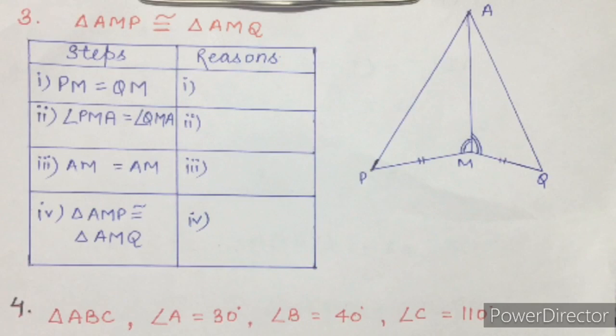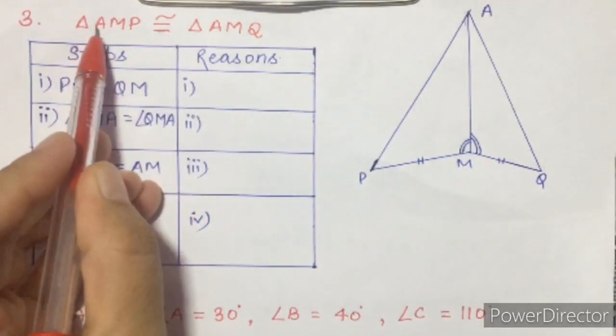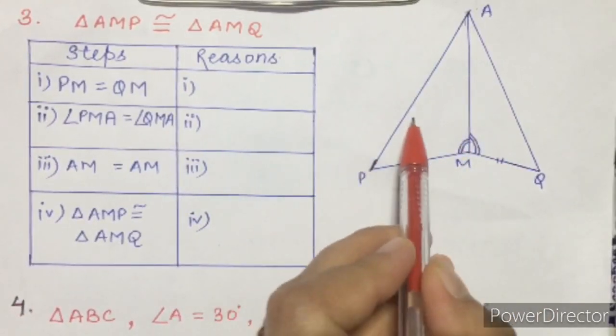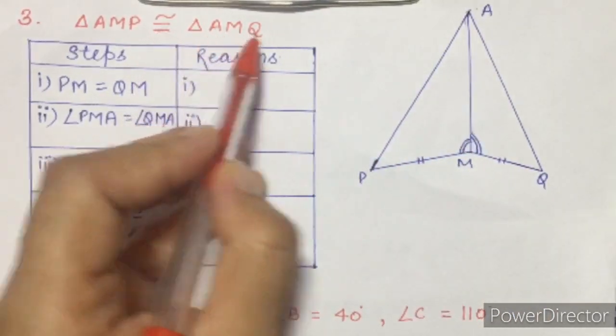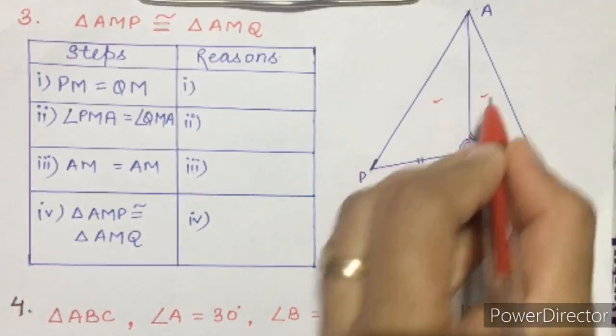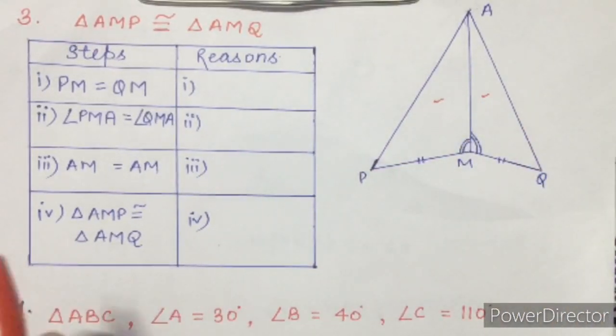Dear students, we have done exercise 7.2, and two questions of that exercise we have already done. We have to start with question number 3. Okay, let's start. Triangle AMP, that means this left hand side triangle, is congruent to AMQ, that means this right hand side triangle. That means this triangle and this triangle are congruent. It is given in the question.